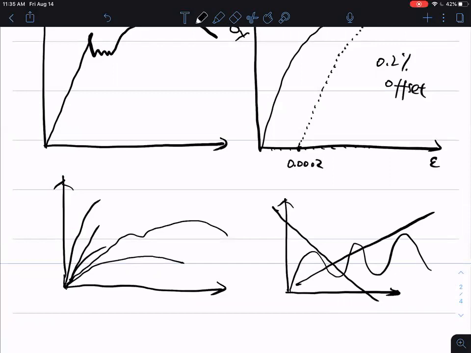Okay. Any questions for stress strain curve before we keep talking? Okay.